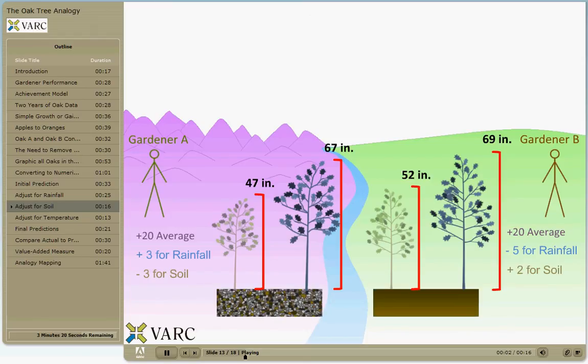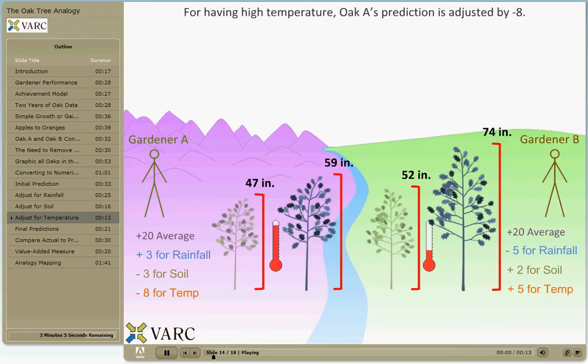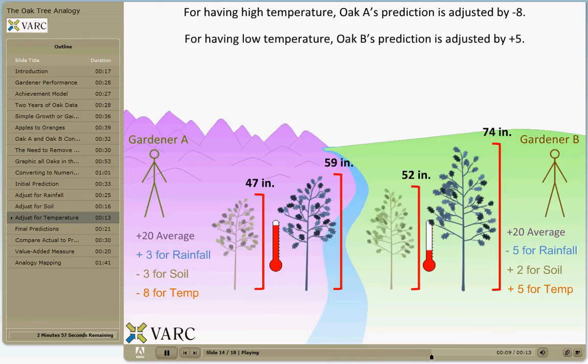We continue this process for our other environmental factors. For having poor soil, oak A's prediction is adjusted by -3. For having rich soil, oak B's prediction is adjusted by +2. For having high temperature, oak A's prediction is adjusted by -8. For having low temperature, oak B's prediction is adjusted by +5.